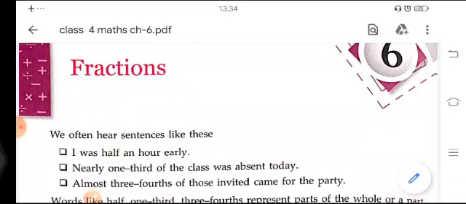So students, in today's class we will start our new topic, that is fractions. Okay, so fraction is a very new word for you all. So first we will understand the meaning of the fraction.